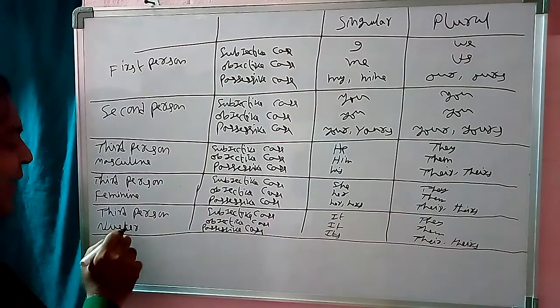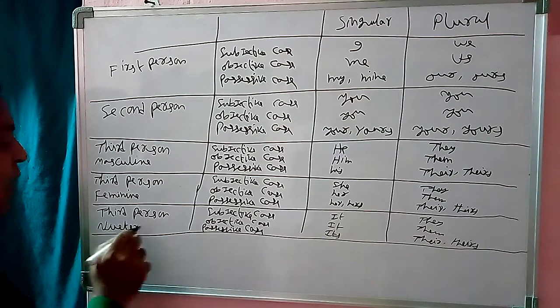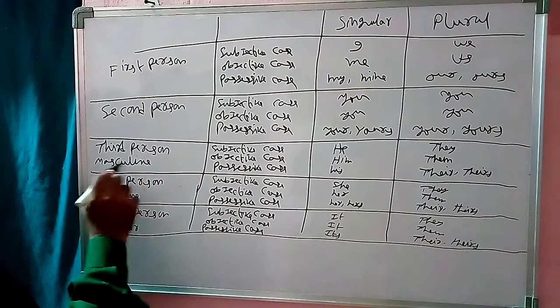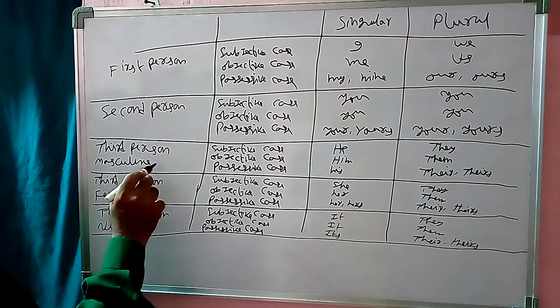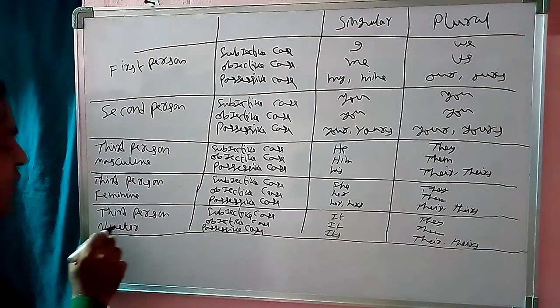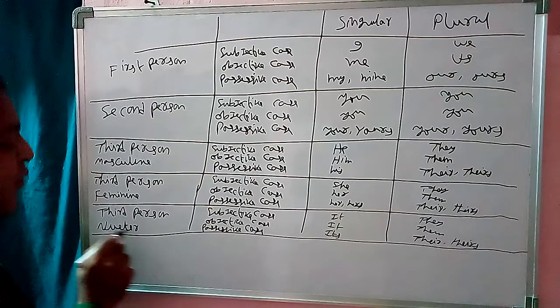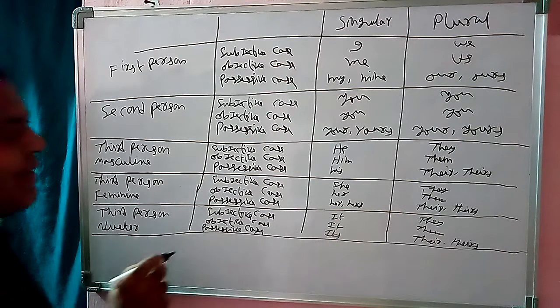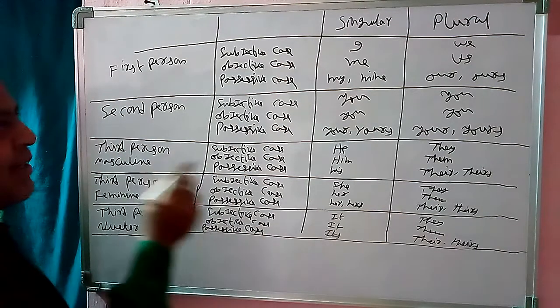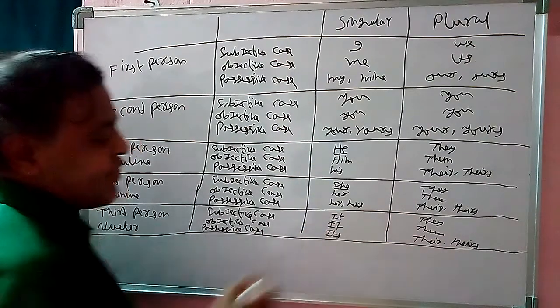Neuter gender is inanimate things which do not have life. That is called neuter gender. Masculine gender is names of male persons. Feminine gender is names of female persons. Neuter gender is inanimate things which do not have life. That is called neuter gender. Here, third person singular number: he, she, it.